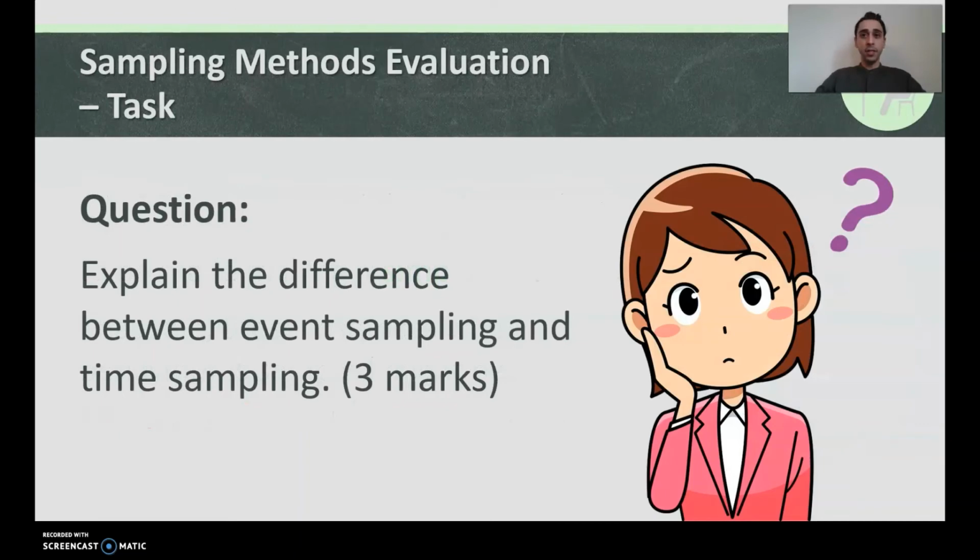Question. Spend 5 minutes on this. It's 3 marks, so you get around 5 minutes in the exam. Explain the difference between event sampling and time sampling. How would you answer this question? Well, you would give a definition of event sampling and give a definition of time sampling. If you want to ensure to get those 3 marks each, maybe give an example of event sampling and time sampling to ensure you're covering all the marks possible. Explain the difference between event sampling and time sampling. Pause the video, write your answer down now, please. I want to see it in your notes.